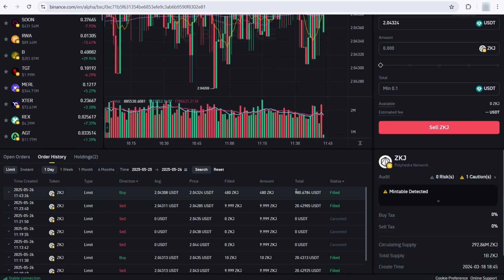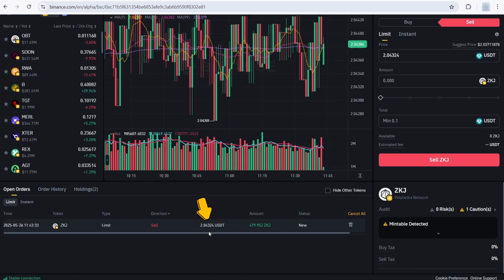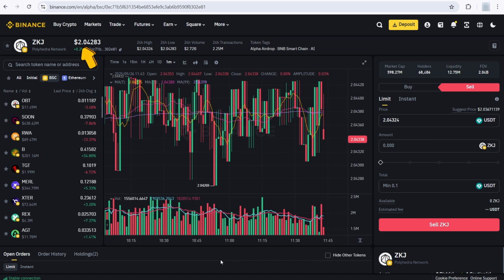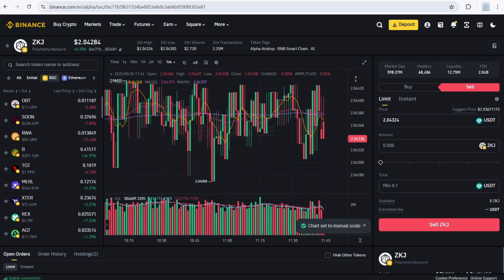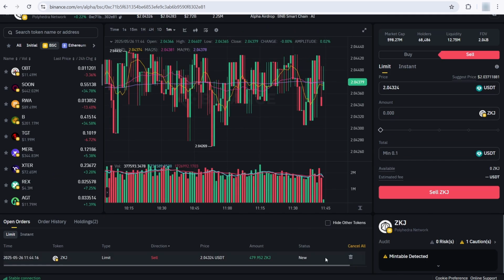Let's find it in the Open Orders tab. The price at which I want to sell is higher than the current price, so nobody wants to buy my ZKJ tokens, because other users can buy them cheaper. That's why I can't sell my tokens at my price. I'm going to cancel this order because I don't want to wait until it's filled.